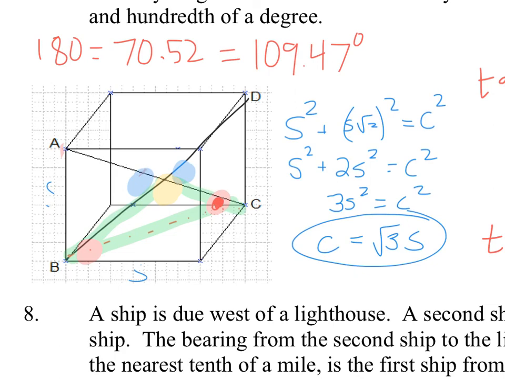That angle is supplementary to the angles we care about. So the measure of the acute angles formed by diagonals AC and BD are the supplement of 109.47, or 70.52 degrees. And we're done.